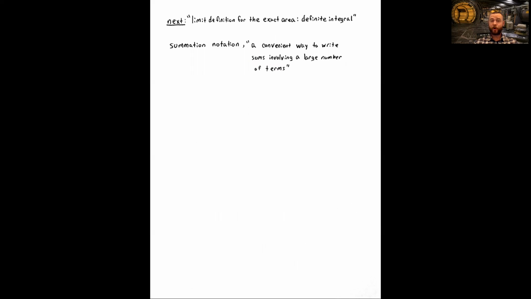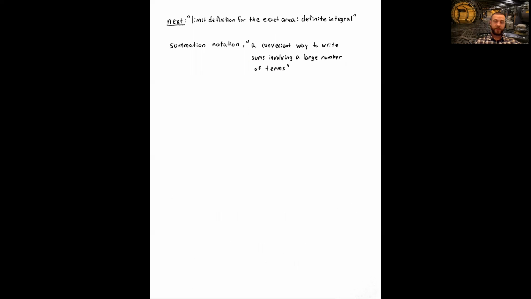Since it introduces something called summation notation, we'll take a brief interlude on that, and then we'll go back to answering the question of how we use a limit to define the definite integral. Now, you might have encountered summation notation in a previous, let's say, pre-calc course.